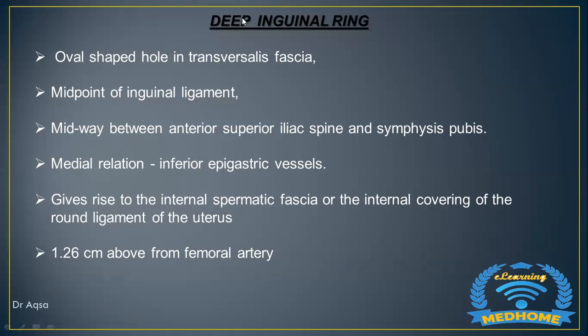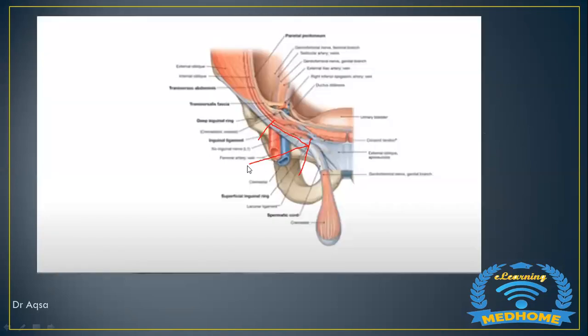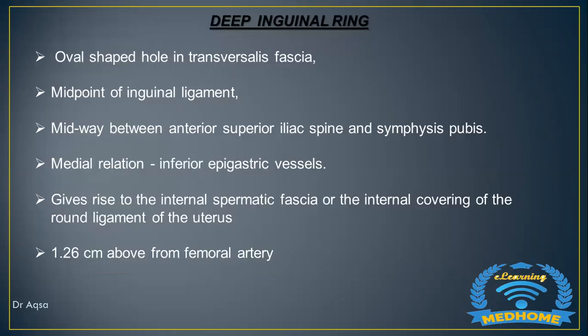And in the relations of the deep inguinal ring, in the medial relation, it has the inferior epigastric vessels. Now, if you look here with me, the inferior epigastric vessels are there. If you look here, inferiorly, the vessels are going down here. This side is known as the medial relationship of the deep inguinal ring. These vessels form the medial relationship.